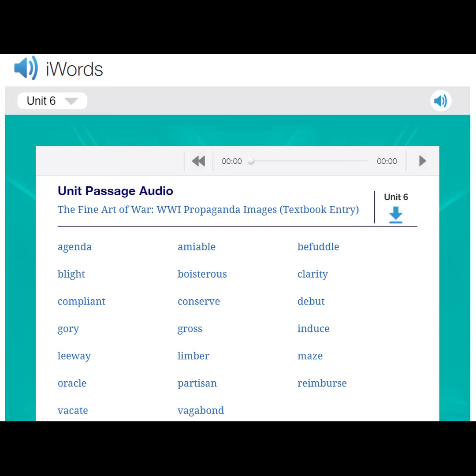Compliant. Compliant is an adjective meaning willing to do what someone else wants, or obedient. A compliant person may be anxious to please others. Also, parents may wish their children were more compliant. Your turn. Say compliant. One more time.